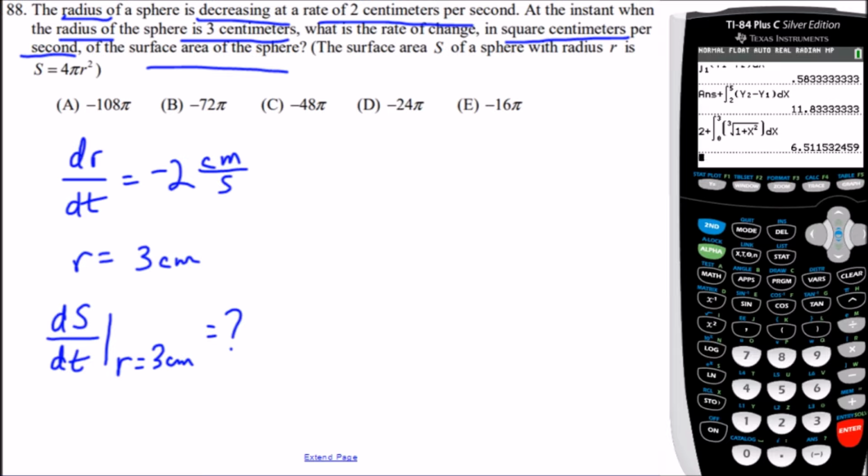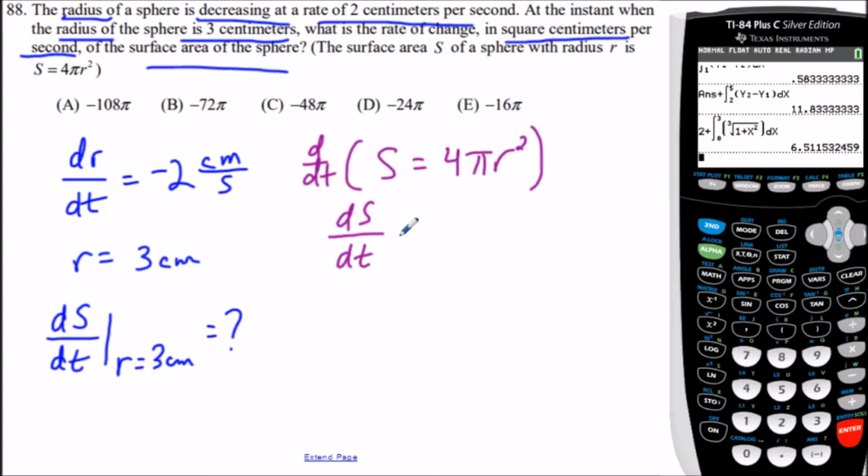So the primary equation that we're going with here, the surface area of a sphere, is 4 pi r squared. And we're going to take the derivative of both sides with respect to time. So we're going to do d/dt of both sides. On the left, we're going to get dS/dt. And on the right, it's kind of like we're using the chain rule here. We're going to have 8 pi r when we do the power rule on r. But the derivative of r with respect to time is going to tack on this extra dr/dt. Don't forget this piece because it will definitely throw off your answer.